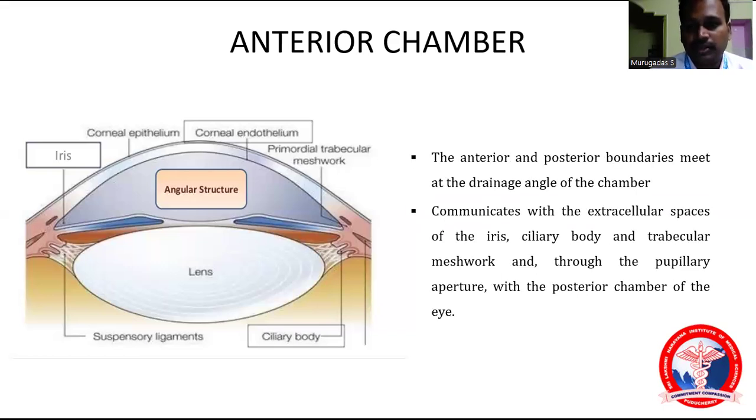So the anterior and posterior boundary of the anterior chamber meet at the periphery of the anterior chamber, which is called the drainage angle of the chamber. This anterior chamber communicates with the extracellular space of iris, ciliary body, and trabecular meshwork. And through the pupillary aperture, it can also communicate with the posterior chamber of the eye, that is behind the iris and anterior to the lens.